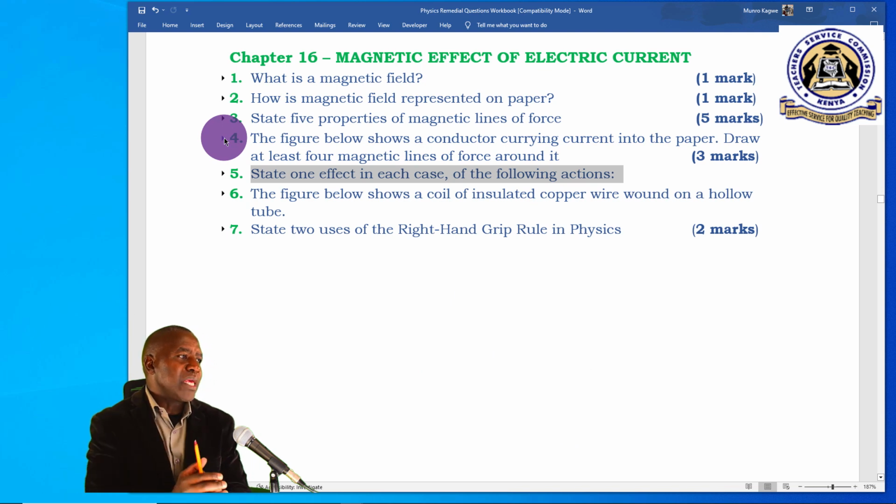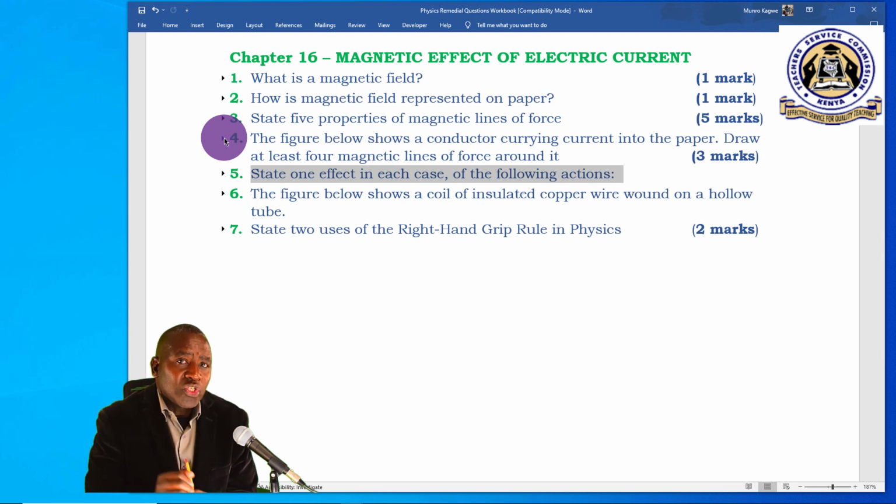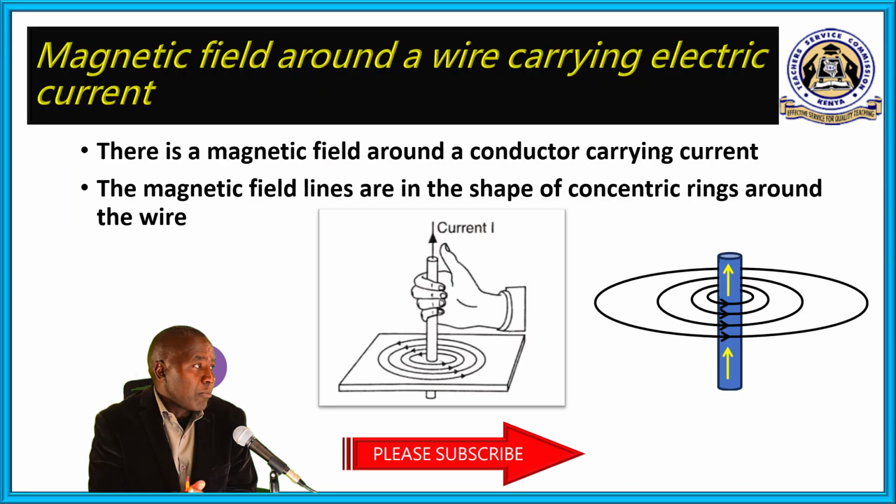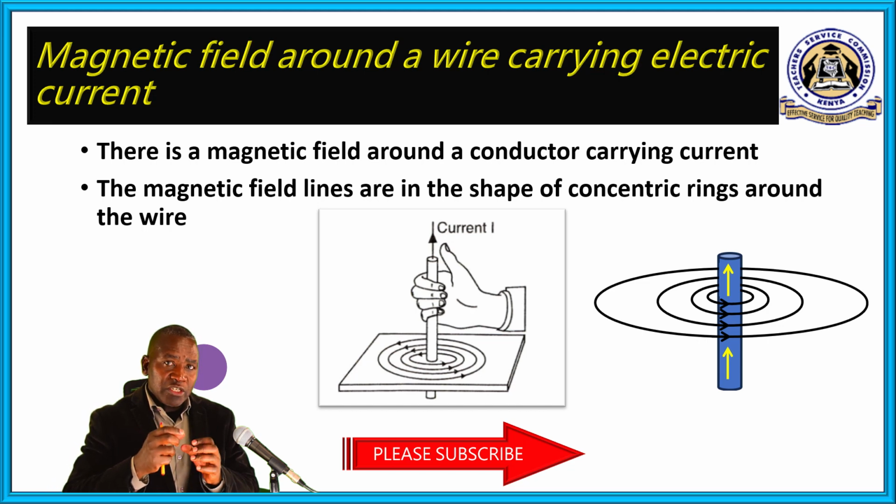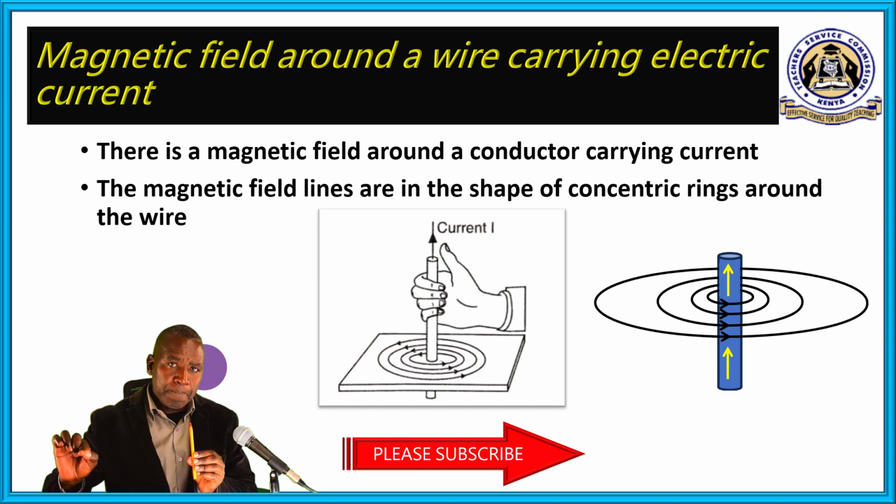So what have we been able to learn in this topic? This is what we've been able to learn in this particular topic, that there is a magnetic field around a conductor which is carrying current. This magnetic field is in the shape of concentric rings around the wire. The distance from one concentric ring to the next one increases as you move away, as the perpendicular distance from the wire increases. That shows that the field becomes weaker as you move away from the conductor.